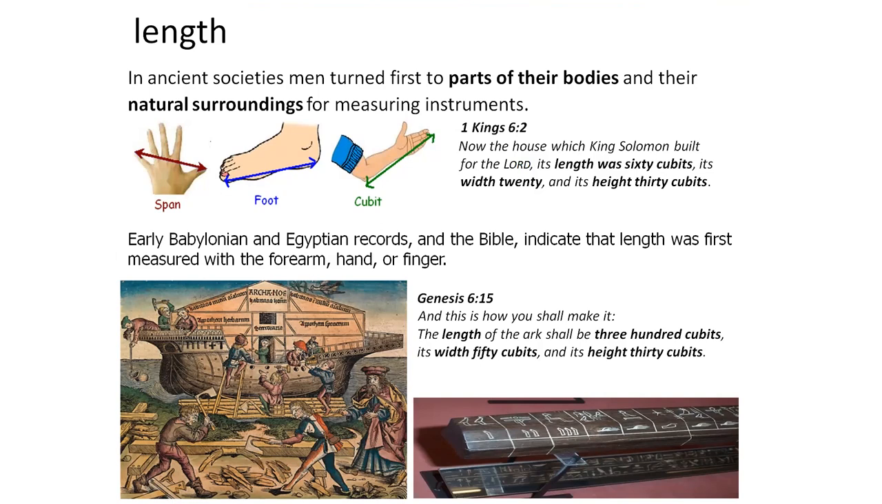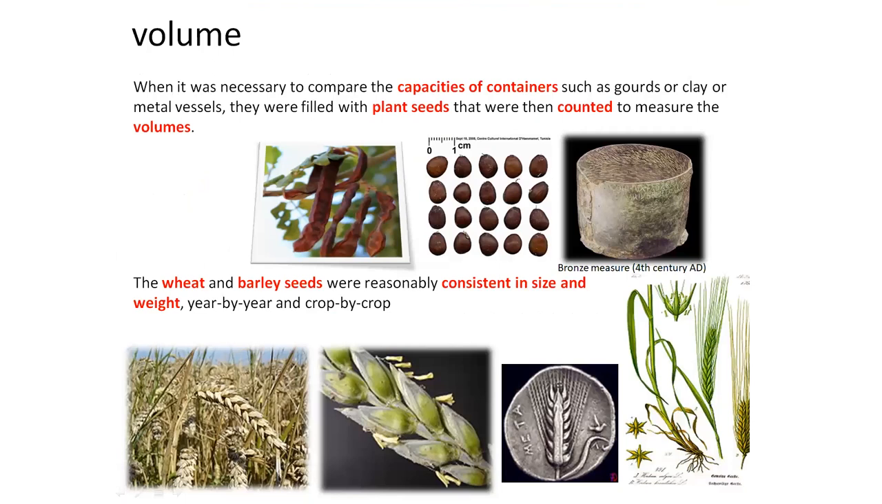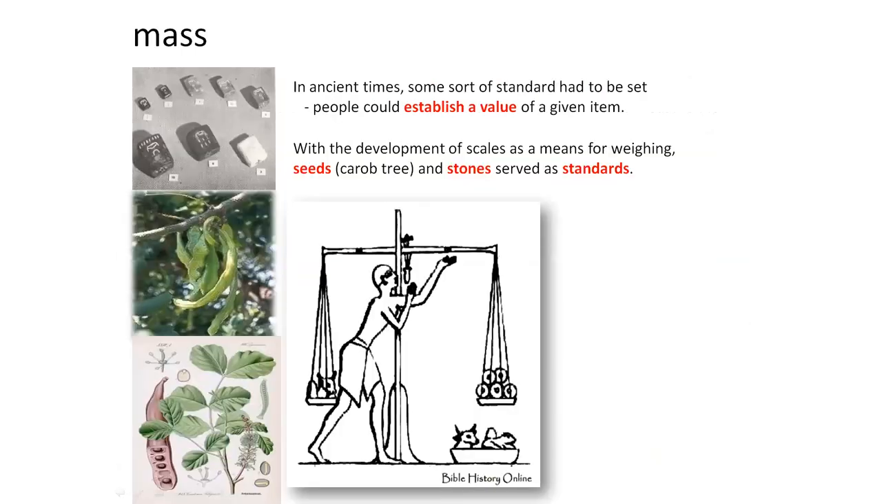If you look at the example of the foot, that's actually the length of somebody's foot. The cubit is the length of the arm, from the fingertips to the elbow. Measurements were given even in the times of the Bible; the dimensions of the ark were given in cubits. For volume, they used seeds, because these seeds were consistent in size and weight, so it was appropriate for them to use. For mass, again, they used stones and seeds as standards.